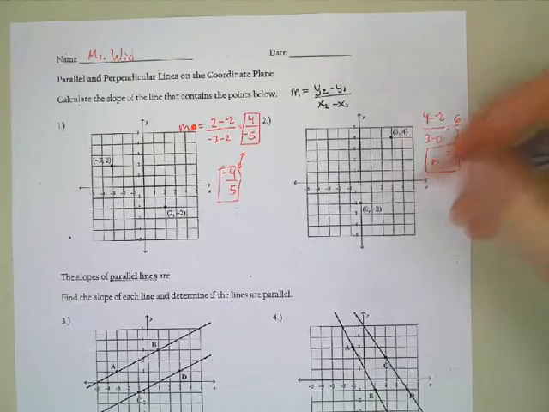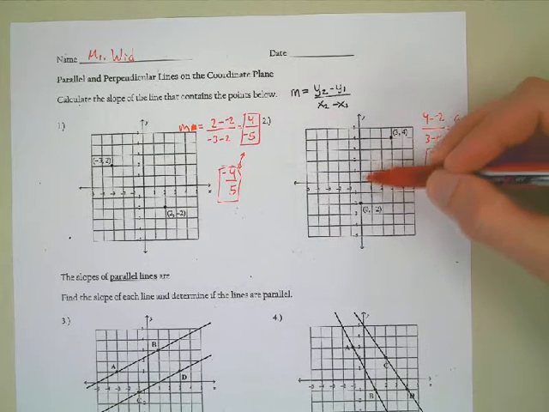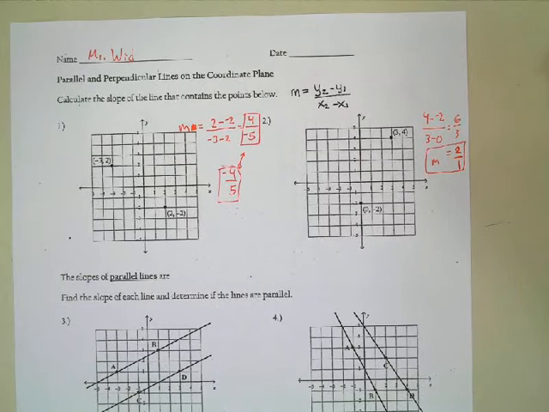Okay, and the same thing is done here, right? We could count the slope. So let's see, we go up 1, 2, 3, 4, 5, right, 1, 2, 3. So it's 6 over 1. Okay, so those are the slopes.